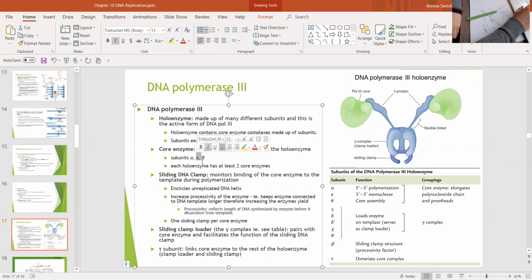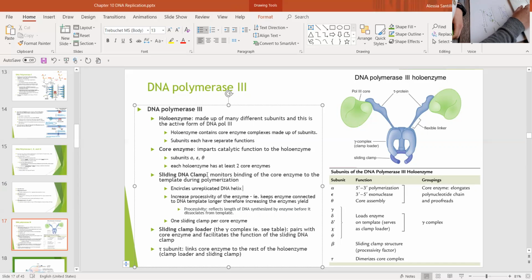So the epsilon subunit notices every time it makes a mistake, and it has that 3' to 5', that reverse direction exonuclease activity. So it eats away the errors, and then the alpha goes ahead and fixes those errors by polymerizing again. And then the theta is just there to kind of hold everything together. It's important for core assembly. Okay, usually a DNA polymerase 3 enzyme has at least 2 core enzymes, so 1, 2. It could have more, it could have like 3, but usually there's at least 2.